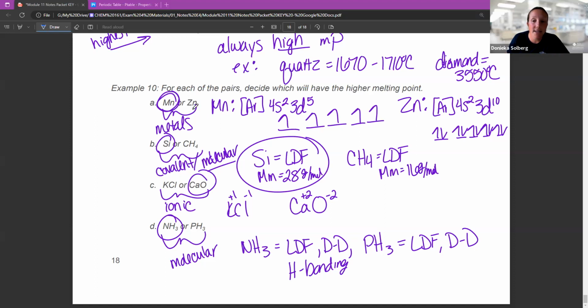Okay, so I got manganese and zinc. These are both metals, so they're both metallic. So we got to look at the unpaired electrons. So I drew out their electron configurations. Well, manganese has a lot more unpaired electrons. It's going to have a higher melting point.